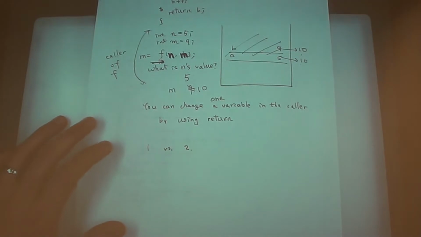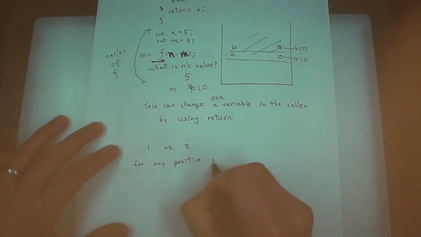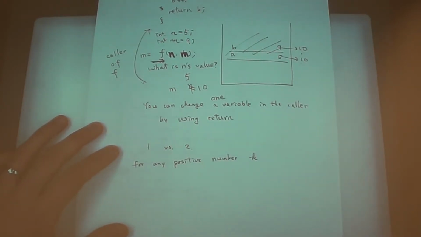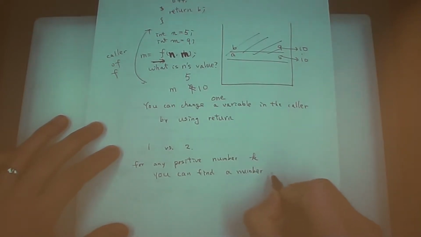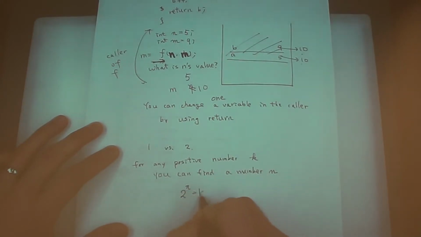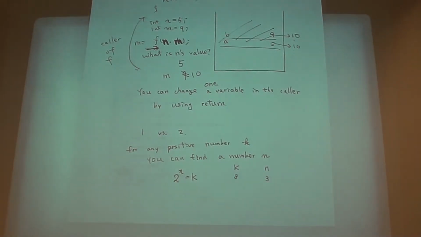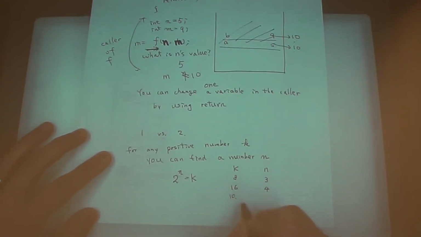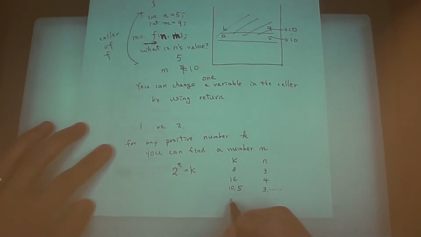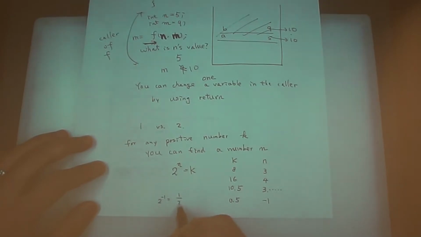1 and 2 are fundamentally different from number theory. Why? Because for any positive number, let's say k, you can find a number, let's say n, such that 2 to the power n is k. Suppose k is 8, then n will be 3. If k is 16, n will be 4. If k is 10.5, n will be 3 point something. Are you with me? If k is 0.5, n will be minus 1. 2 to the power minus 1 means 1 over 2, and that's 0.5.